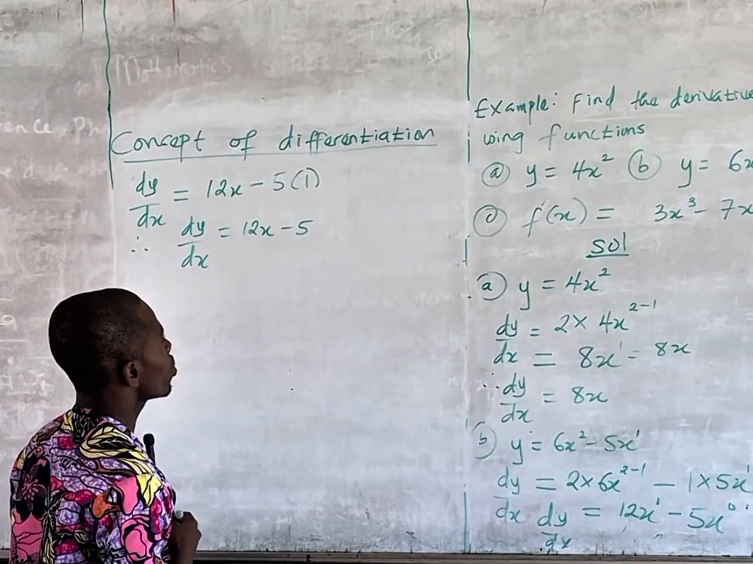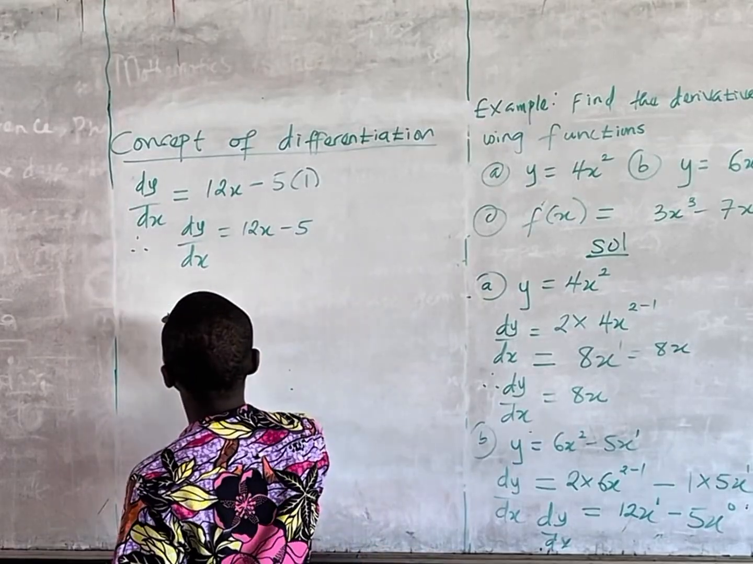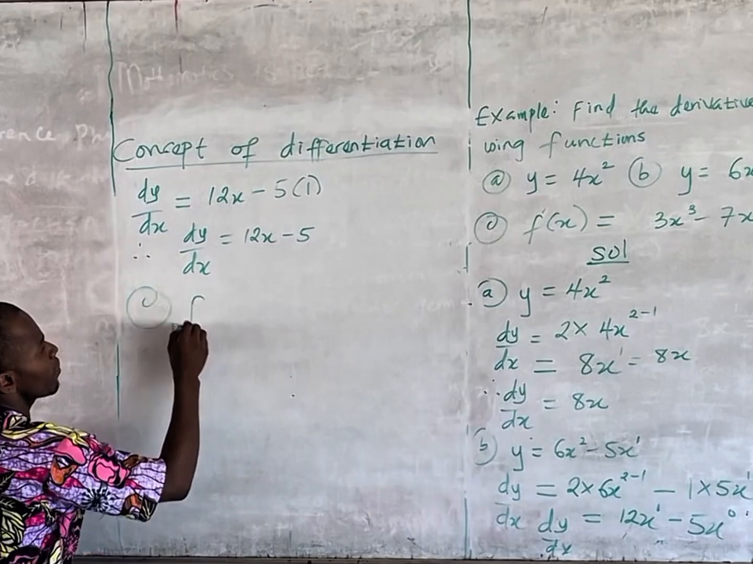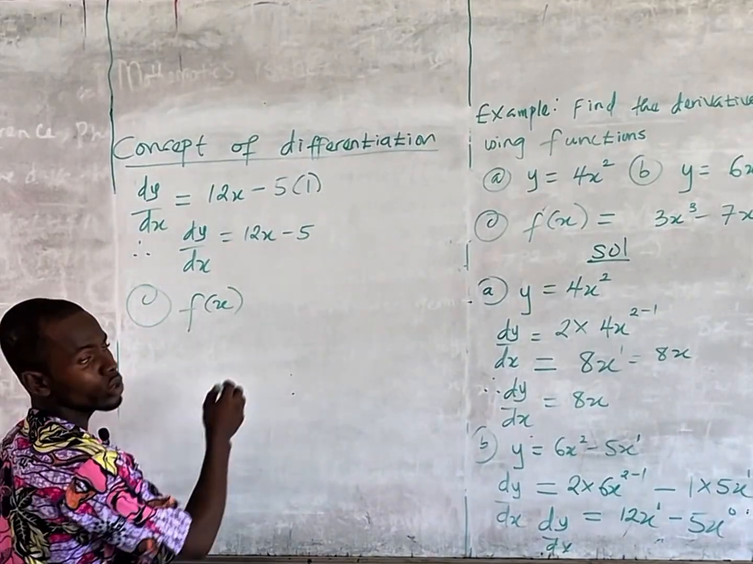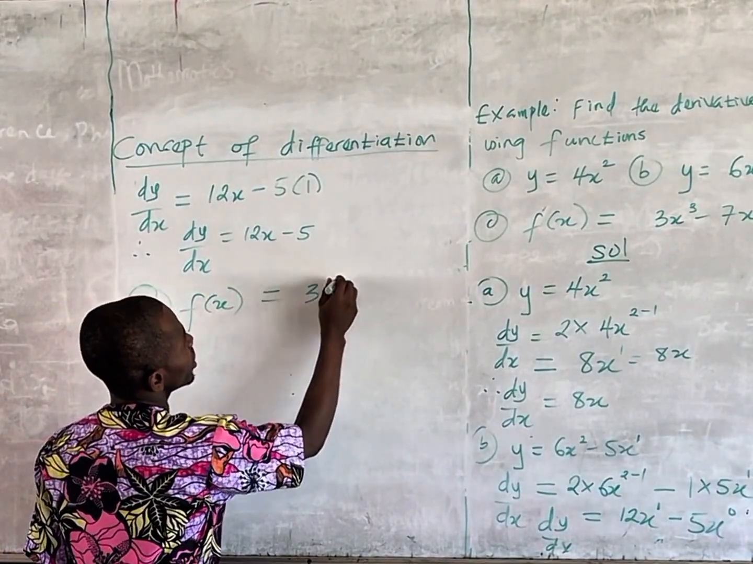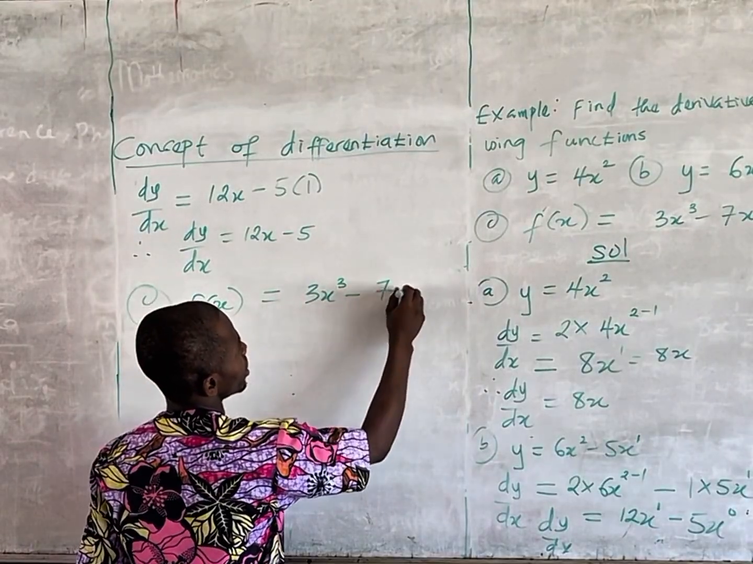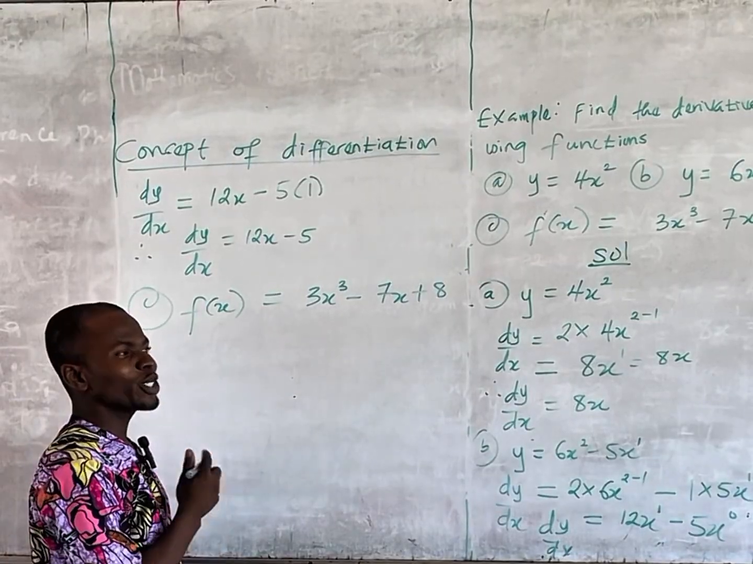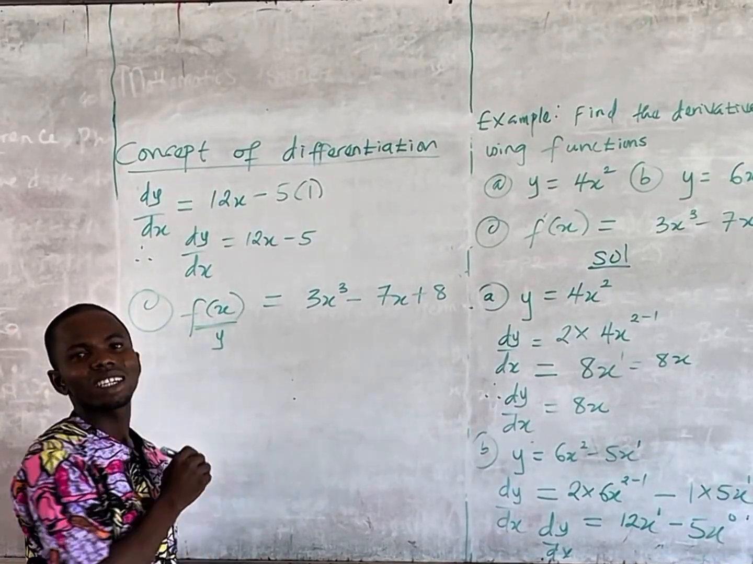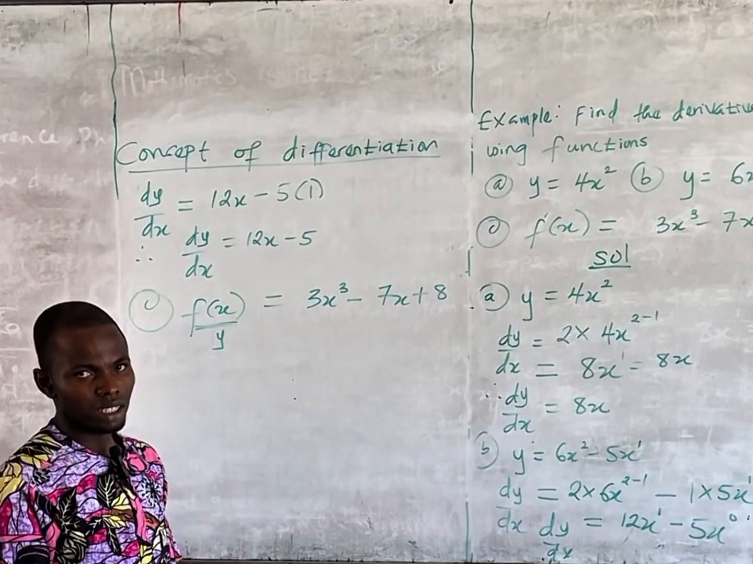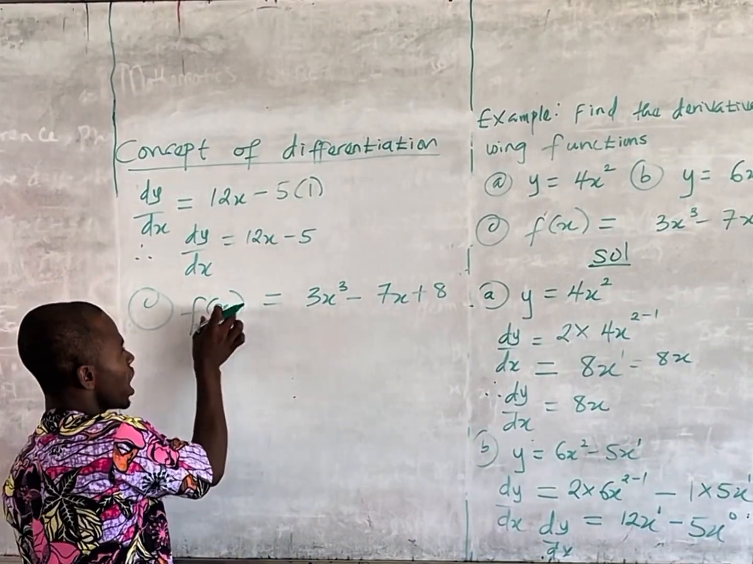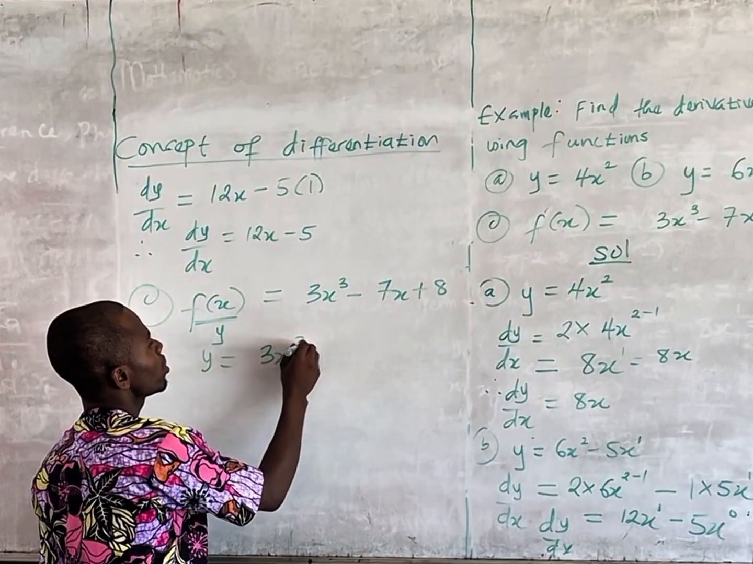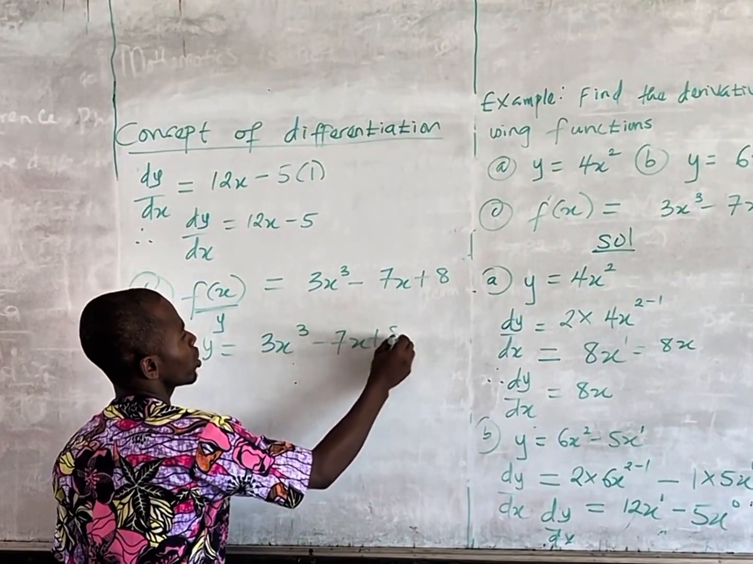Let's go to question C. Question C says f of x is equal to 3x cubed minus 7x plus 8, and we are asked to find the derivative. Please note, don't forget that f of x is still y. They can write f of x or they can write y; it's still a function of x. So y is equal to 3x cubed minus 7x plus 8.